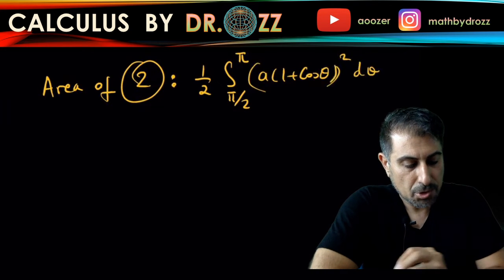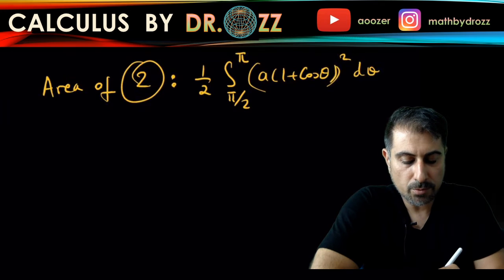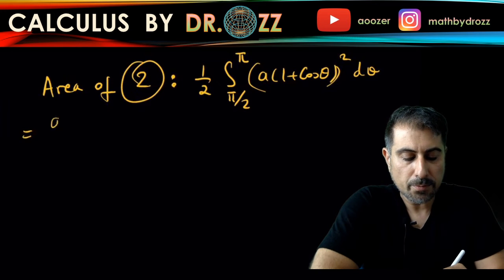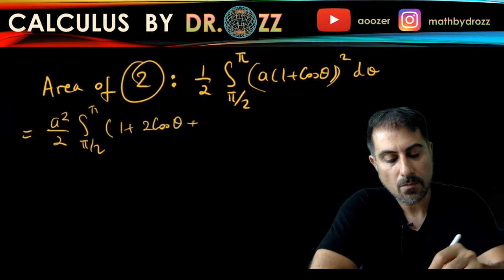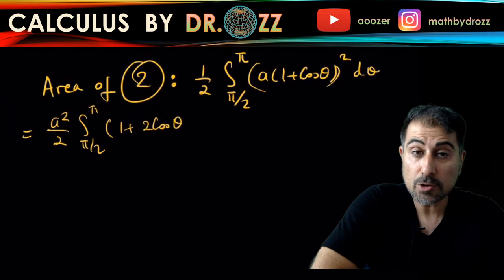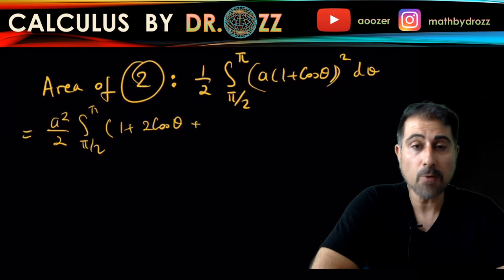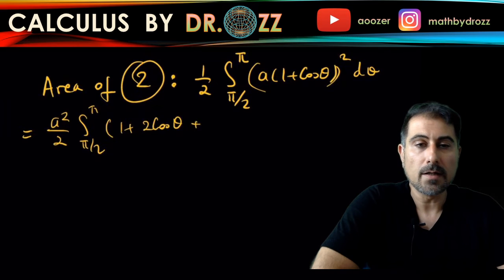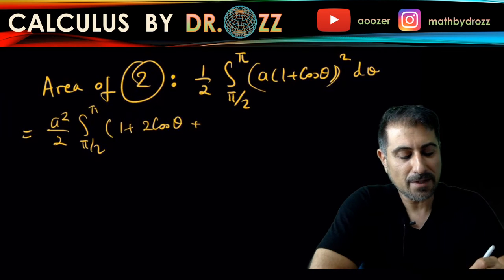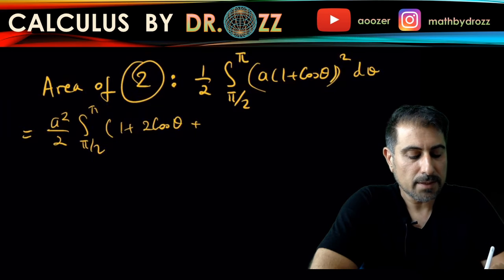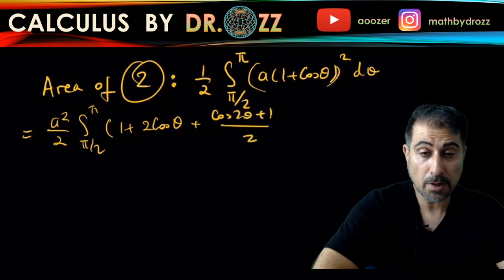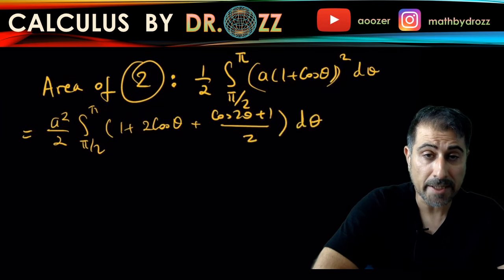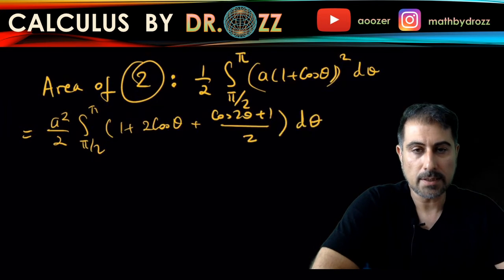And that has A squared, and we can pull it out. So A squared over 2, the integral from pi over 2 to pi of 1 plus 2 cosine theta plus cosine squared theta. And I'm going to use the power reducing formula that we have been using for a long time for cosine. So cosine 2 theta plus 1 over 2 d theta. Okay, we're using the power reducing formula to replace cosine squared by cosine 2 theta plus 1 over 2.